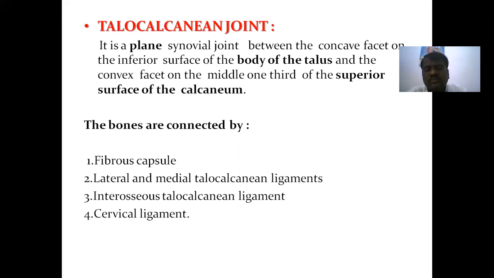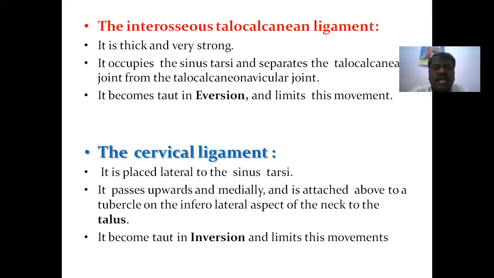Next, the interosseous talocalcaneal ligament. It is a thick and very strong band. It occupies the sinus tarsi, where these two bones articulate above and below. Between these, there is a depressed area, the sinus tarsi. This separates the talocalcaneal joint from the talocalcaneonavicular joint. It becomes very tight at the time of eversion and limits this movement. When it becomes tight, the foot cannot move more than this.